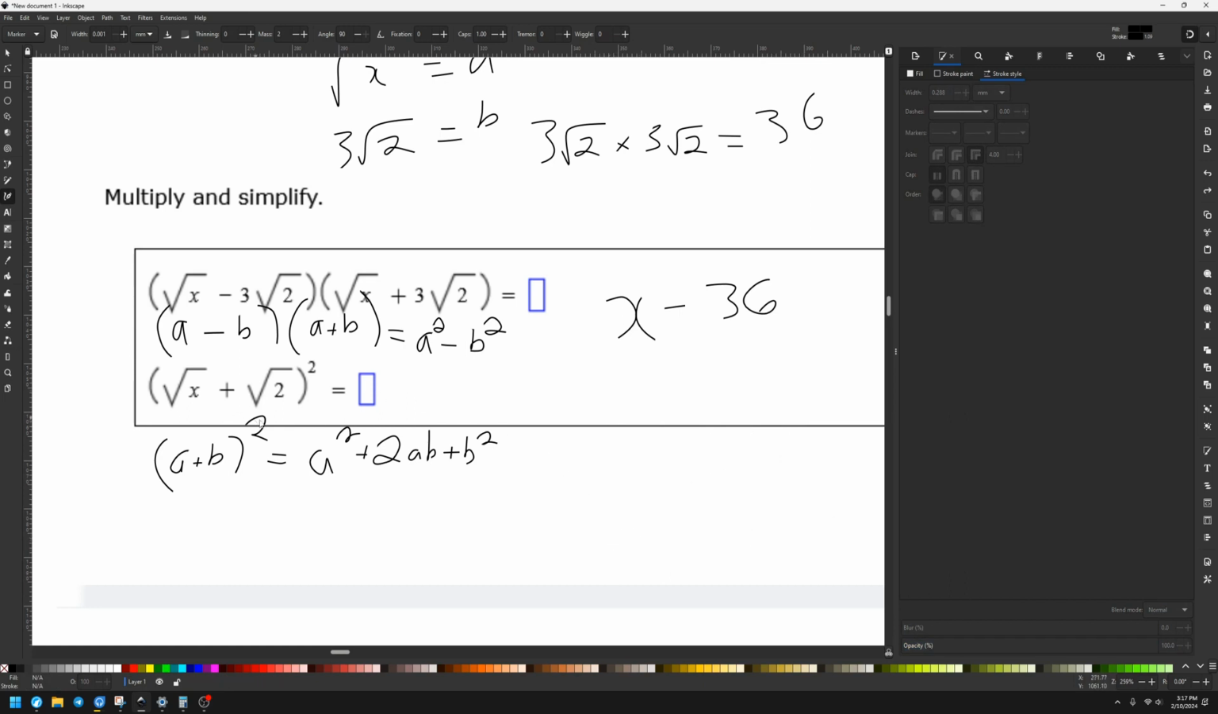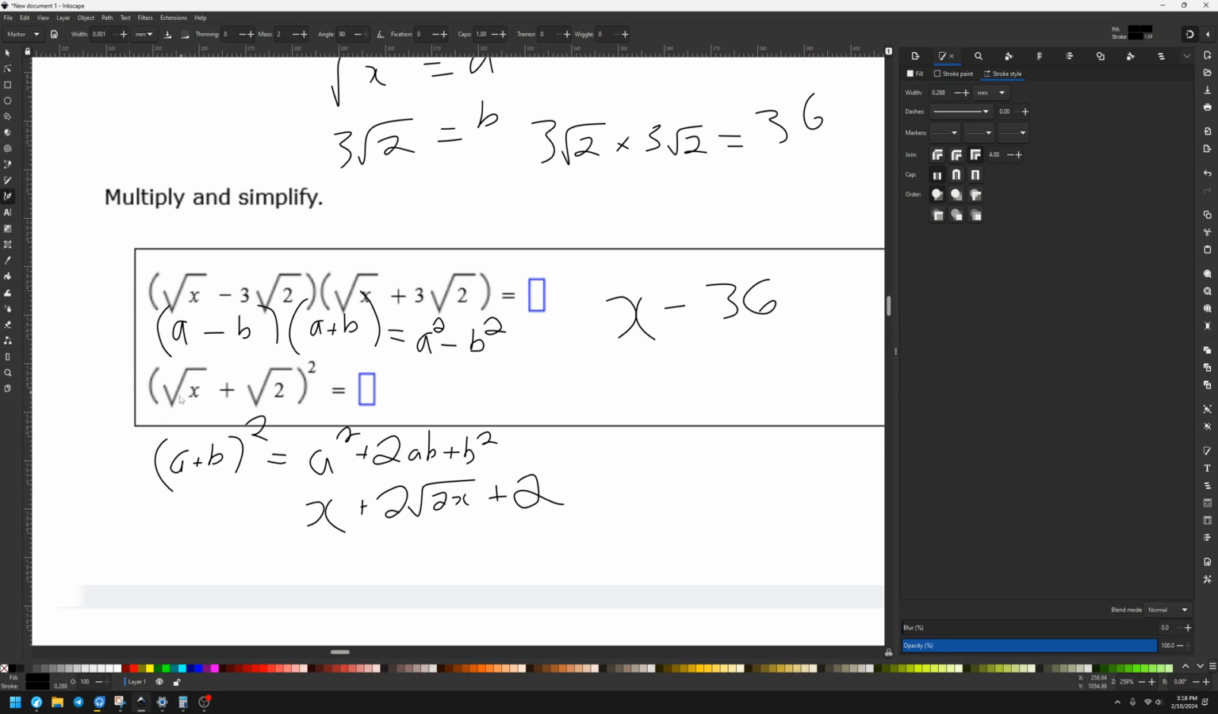Okay, so now we're just going to substitute. So a squared, that's going to be the square root of x squared. So that's just x. 2ab. So ab is going to be the square root of x times the square root of 2, which is going to be the square root of 2x. And that times 2 is going to be 2 times the square root of 2x. And for b squared, that's going to be the square root of 2 squared. And that's going to be just 2.